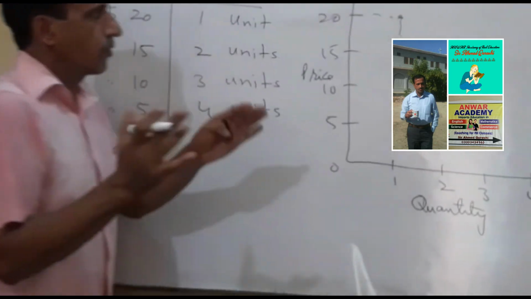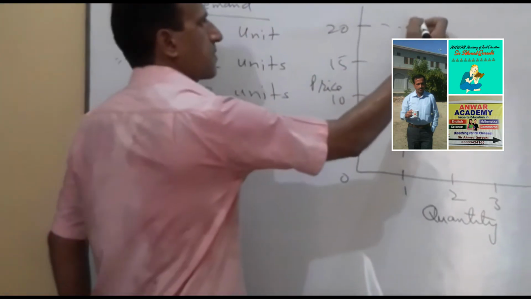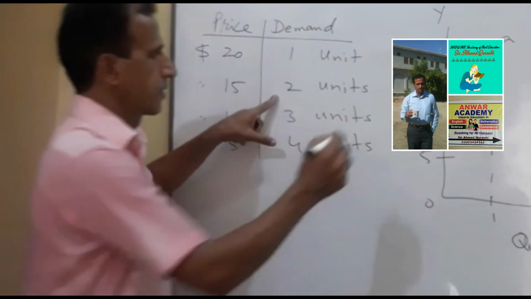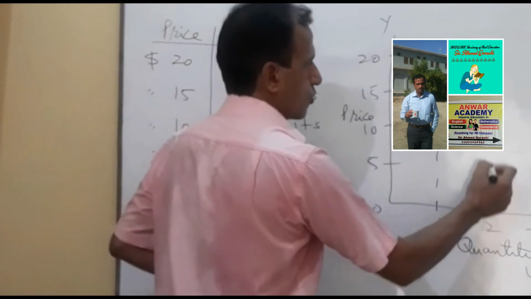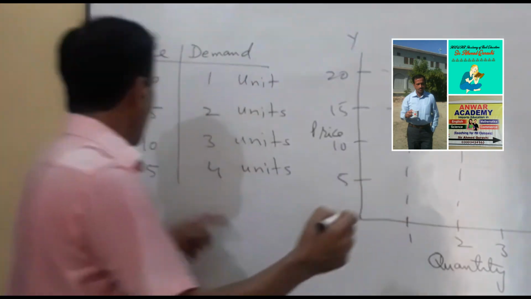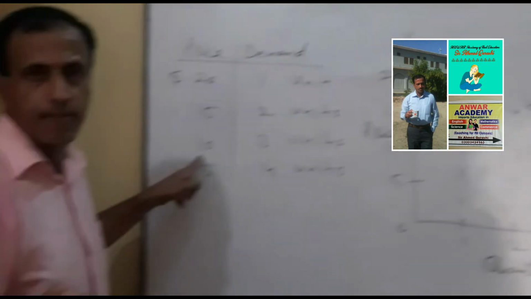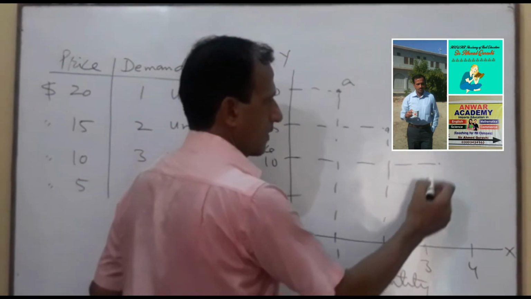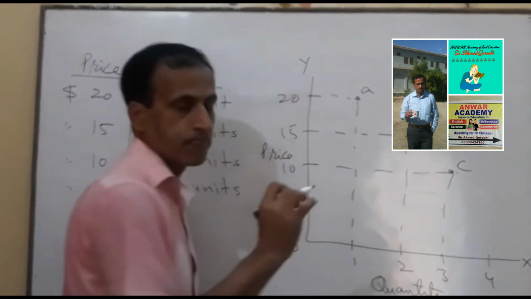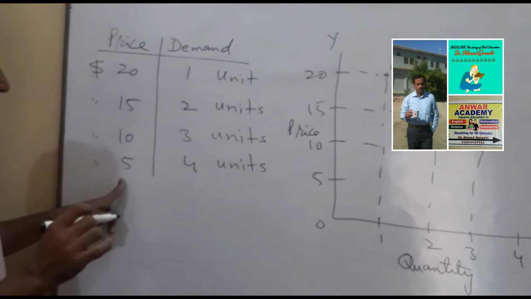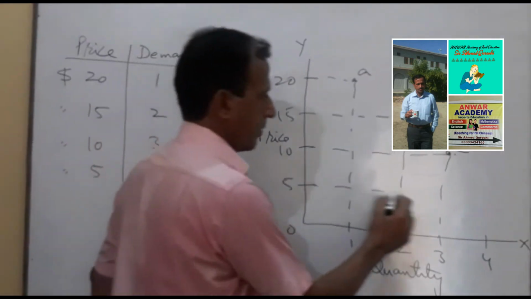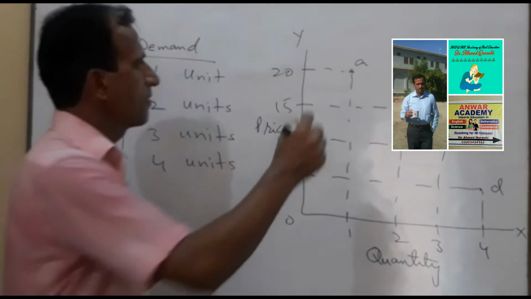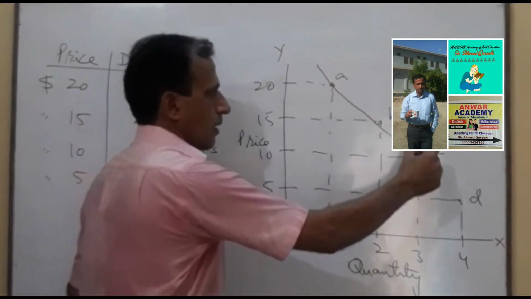Where both points meet, we place point A. When price is $15, we are demanding 2 units. This is point B. When price is $10, our demand is 3 units. This is point C. When price is $5, our demand is 4 units. Now we will join these points in this way.